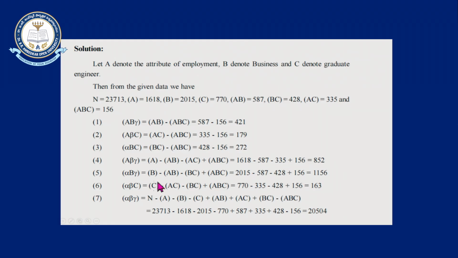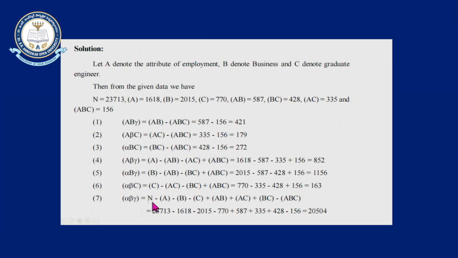Alpha B gamma equal to beta minus AB minus BC plus ABC. So that directly I will get 1156 as the value. Alpha B C, alpha beta C equal to C minus AC minus BC plus ABC. So that is 770, 73 minus 335 minus 428 plus 156 equal to 163.